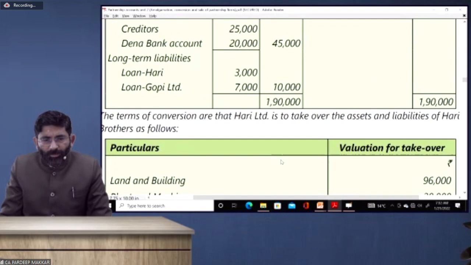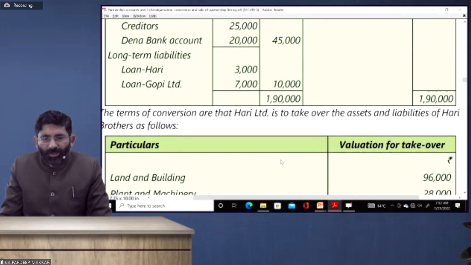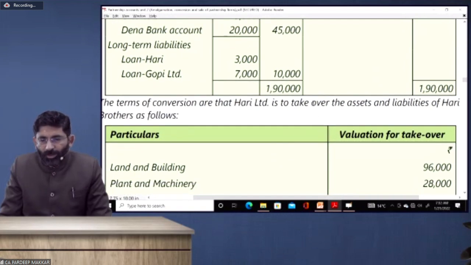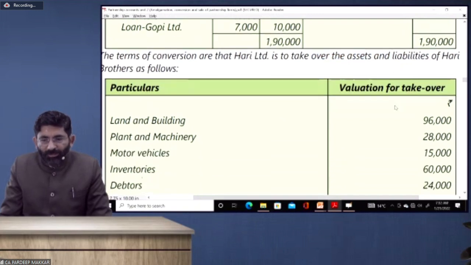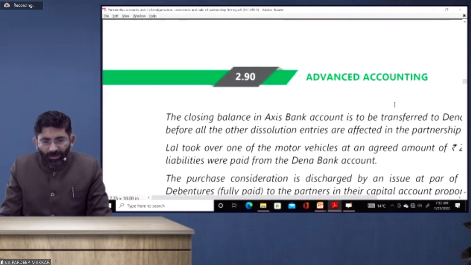The terms of conversion are given to you. What is the term of conversion? Take over the assets and liabilities at the given values. Values are given to you. So at these values, these are taken over.